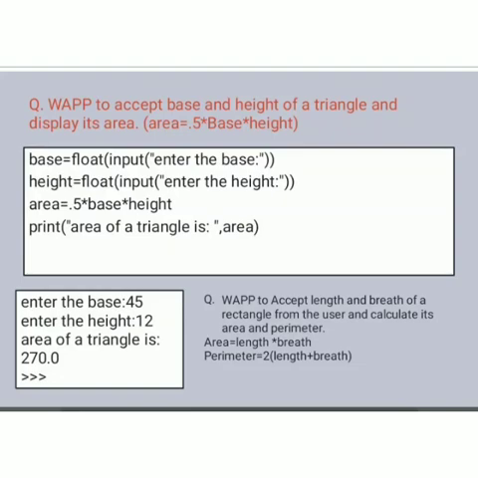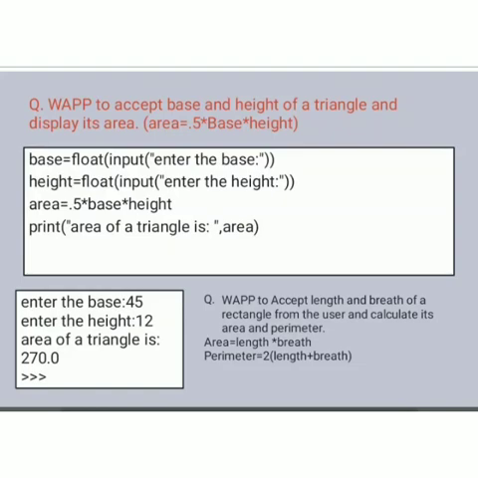We can have a look at the formula. The formula says area is equals to half into base into height. The result will come in decimal points. It is 0.5, so it is better to take float. When we are sure that the answer will come in integers, then we use int. Otherwise we generally use float.